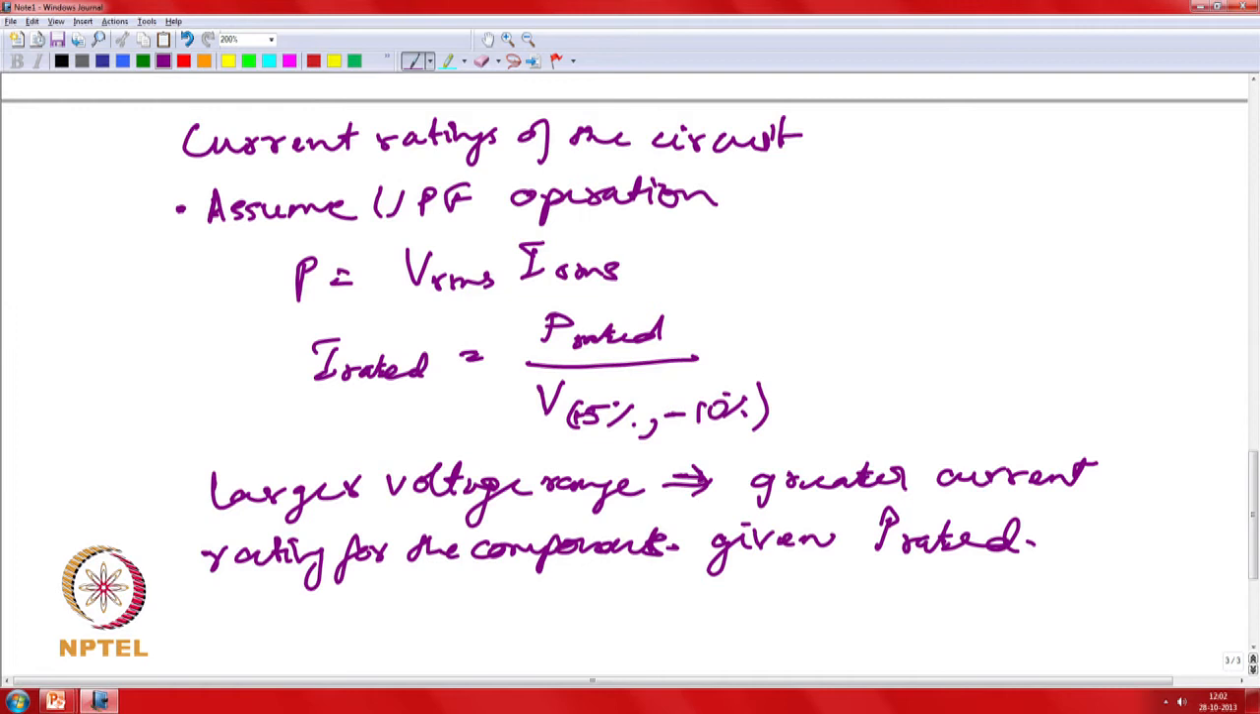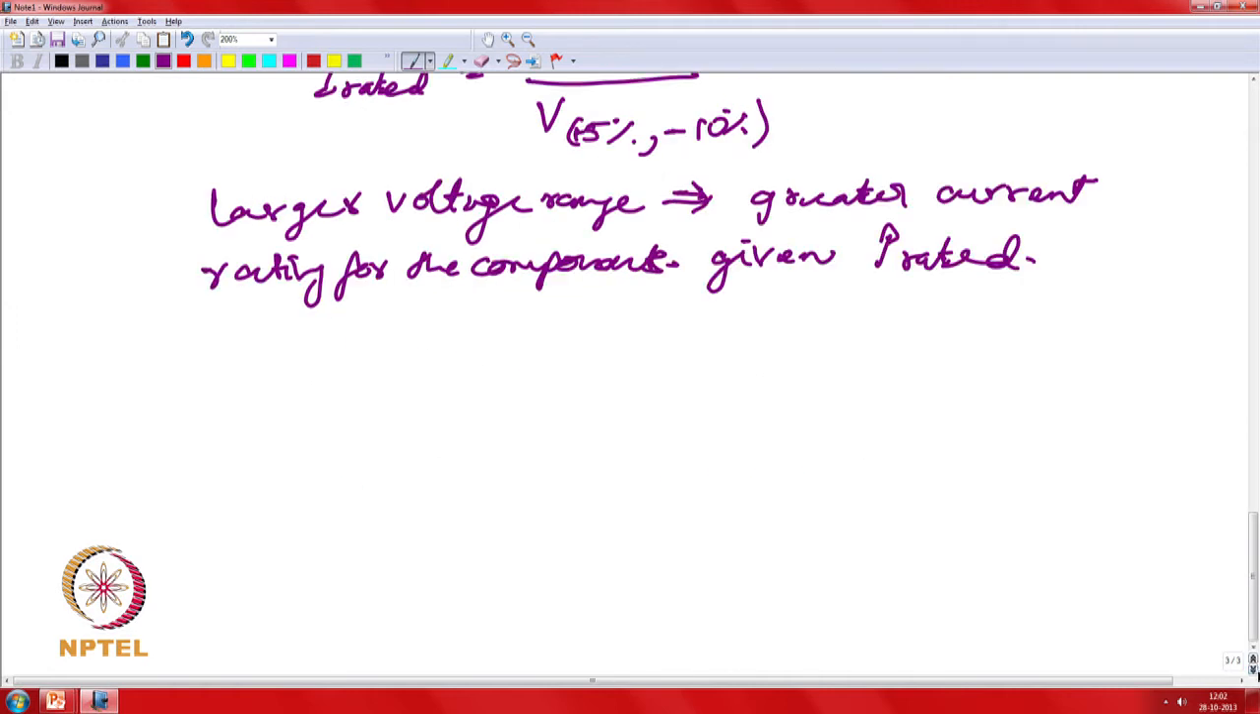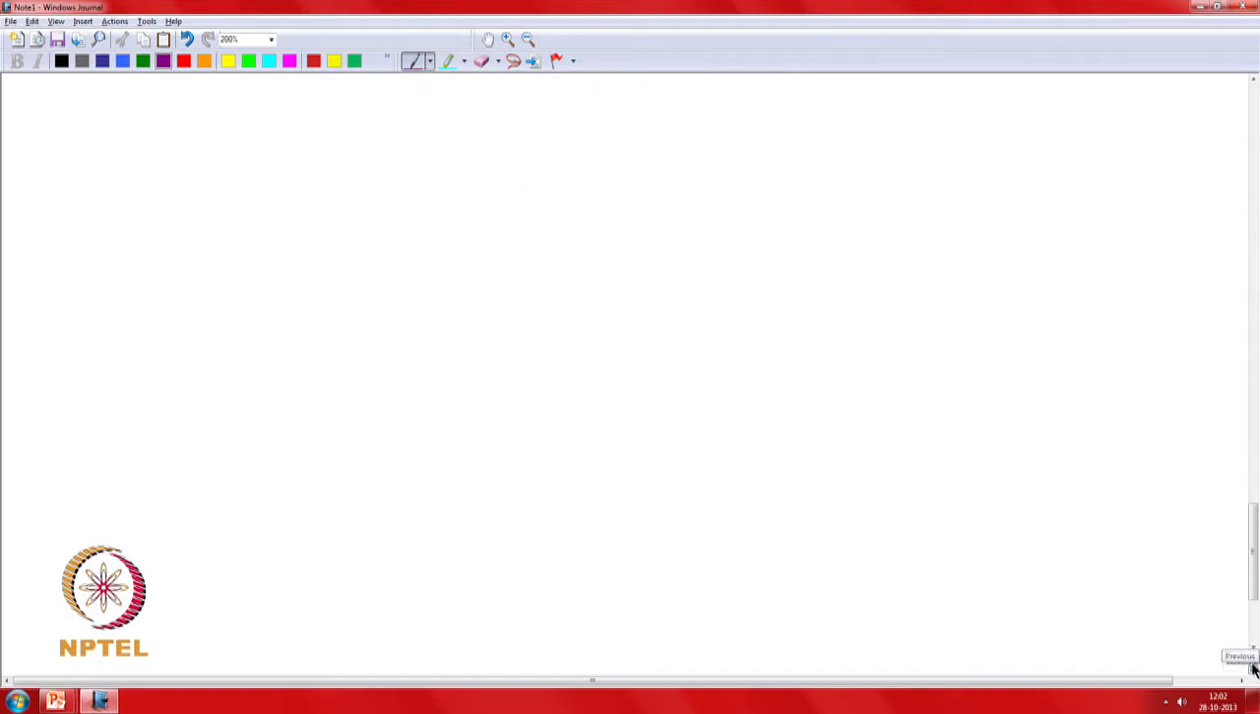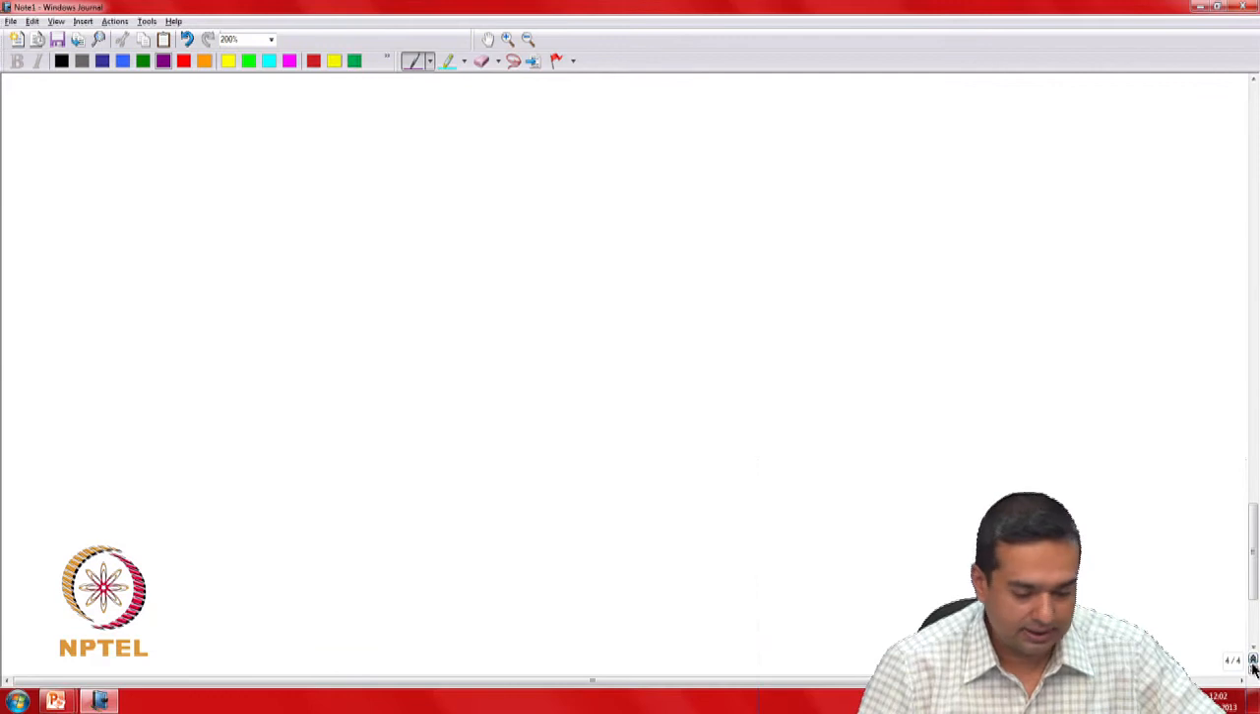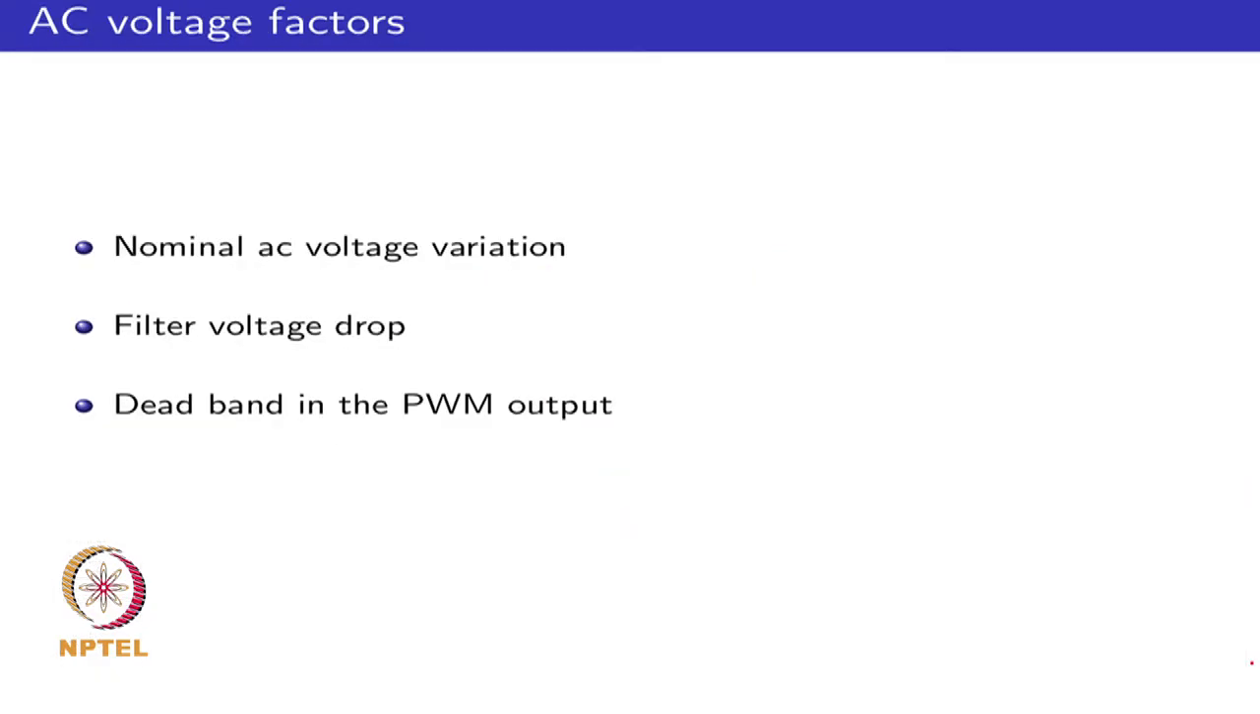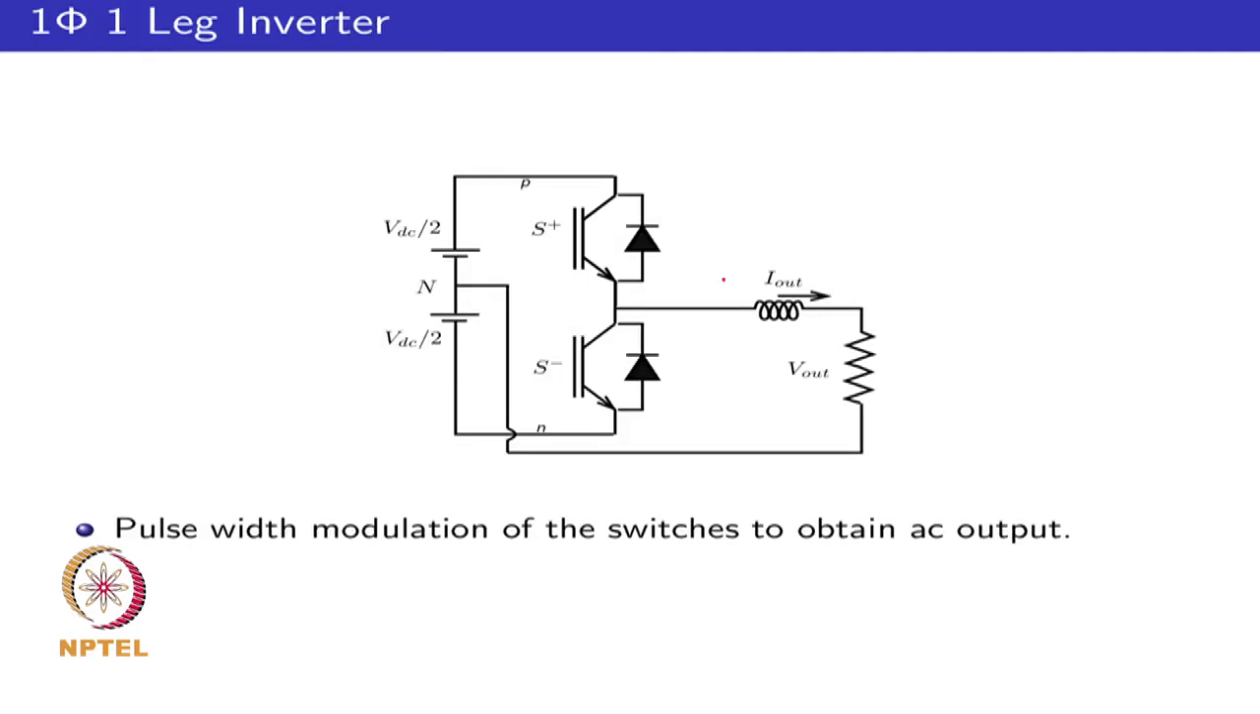So, we will again look at what is the voltage that we need to have on your DC bus, given a given AC voltage, and these voltages are related to your nominal AC voltage variation. So, if you think about the grid voltage as a phasor V grid, you can have a number of factors. One thing that we mentioned is that the grid voltage might have some tolerance which might increase the value of the actual VG.